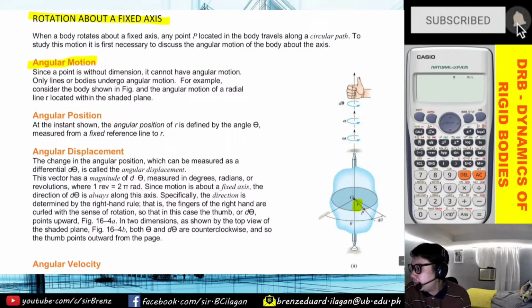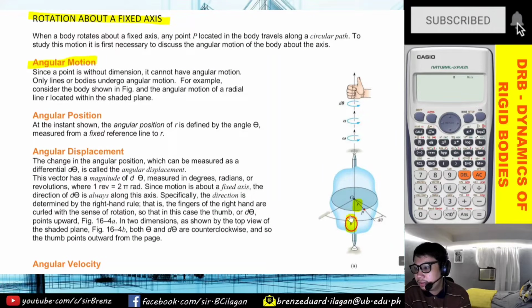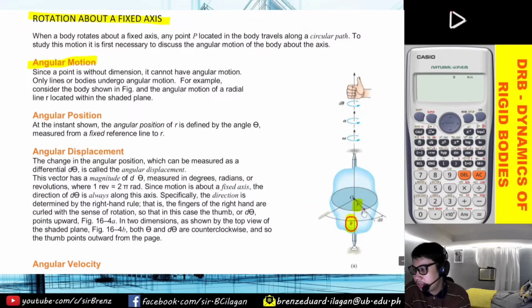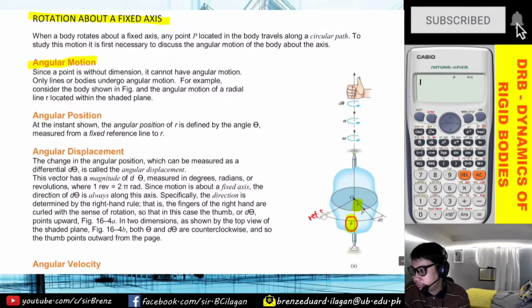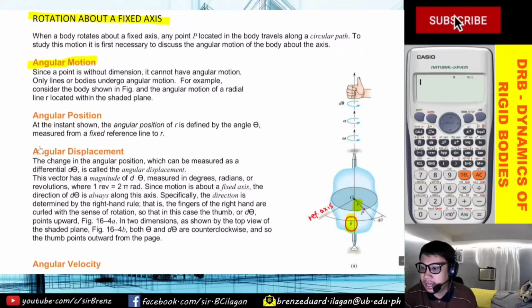Yung position daw ng R, okay, the angular position of R is defined by the angle theta, measured from a fixed reference line to R. Okay? Ayan, so meron ang fixed reference line papunta doon sa R, and yung distance na travel niya coming from a reference axis. So, ito yung itinakbo niya, or yung inikot under a circular path. So, again, ang theta mo dito is yung displacement mo din. Okay, so, yan. Ito na, si angular displacement.